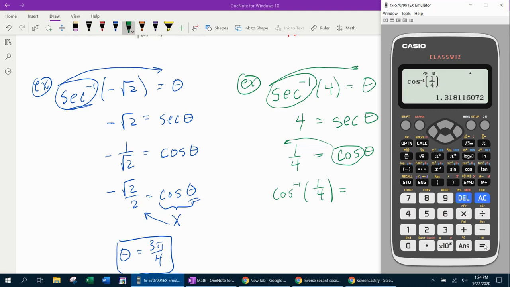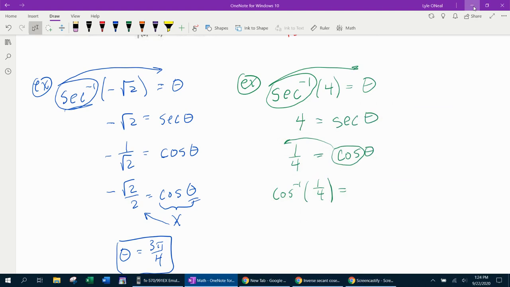So now I can do inverse cosine of a fourth equals, and that's going to give me 1.32 rounded to 2 decimal places, okay? 1.32 rounded. And that's going to be the answer for that problem, okay?